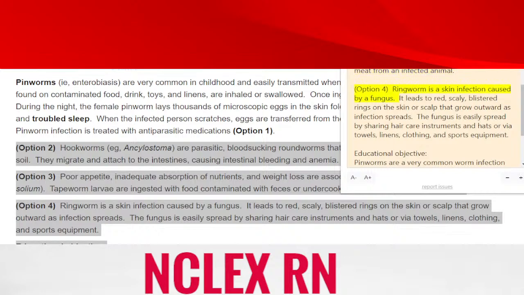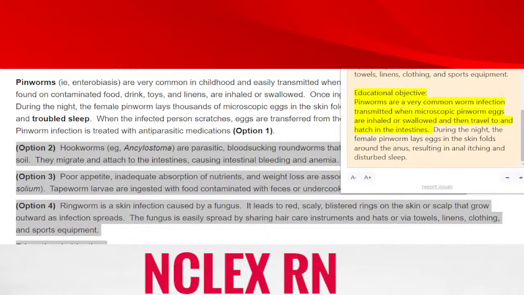Option 4. Ringworm is a skin infection caused by a fungus. It leads to red, scaly, blistered rings on the skin or scalp that grow outward as infection spreads. The fungus is easily spread by sharing hair care instruments and hats or via towels, linens, clothing, and sports equipment.